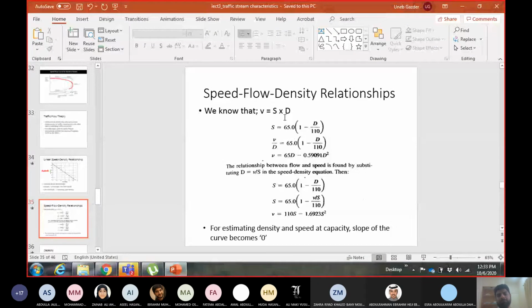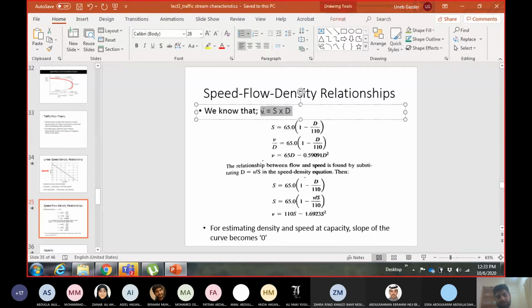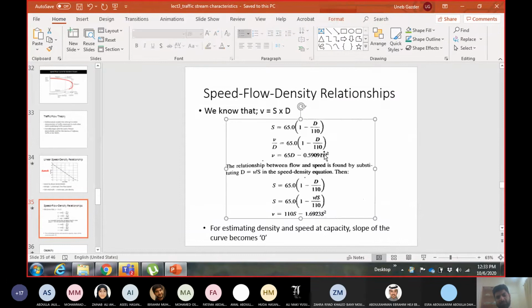So let us start with deriving the equation between flow and density. I can replace S using V upon D from this equation. If V equals S into D, then S equals V upon D. So instead of S, I can put V upon D. Then you take D on the other side, open the bracket, and flow equals this. So this is the equation between flow and density.